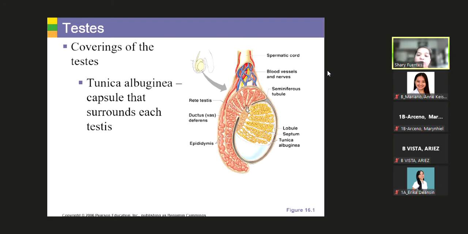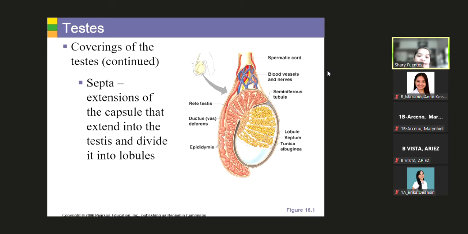Okay, so your tunica albuginea is the surrounding, yung balot niya. Okay, that encapsulates your testes and is composed of dense fibrous tissue. Okay, so septa, extensions of the capsule that extend into the testes and divide it into lobules. Ito, parang yung cortex kanina, meron siyang extension, kaya nagkaroon ng division. Kaya ang result nitong extensions because of the presence of the septa, nagkaroon ka ng lobules. Okay, these are the lobules in here. Okay, so your tunica albuginea is extended para mag-form siya ng septa, actually. So, yun yung mga compartments natin.